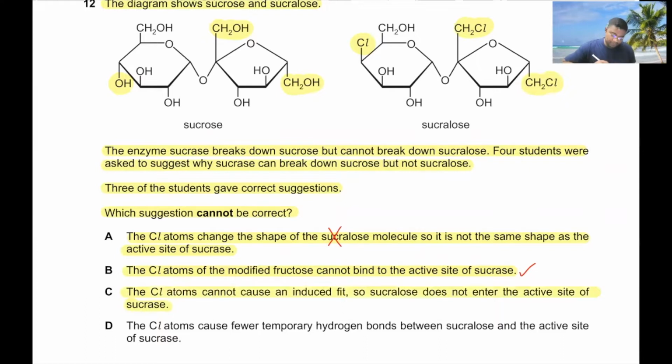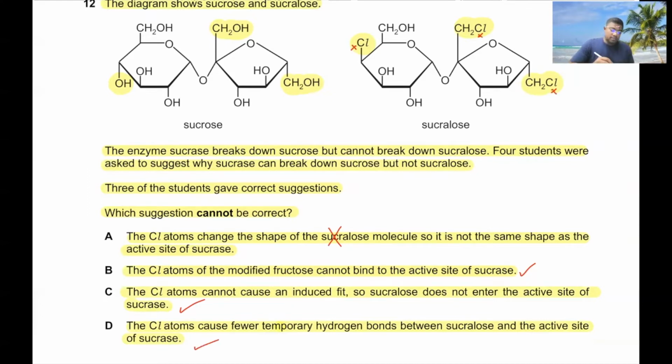Also correct. The chlorine atoms cause fewer temporary hydrogen bonds between sucralose and the active site of sucrase. Correct, because once the chlorine is introduced, those portions no longer can produce hydrogen bonds. So this is also correct.